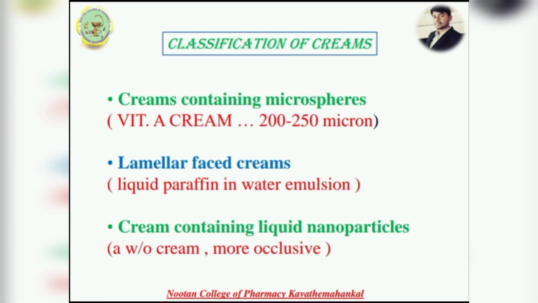Second, the classification of the cream. First, the cream containing microspheres, the vitamin A cream with 200 to 215 microns, the laminar phased cream, the liquid paraffin and water emulsion, the cream containing lipid nanoparticles, the W/O cream and more. This is the classification of the cream.